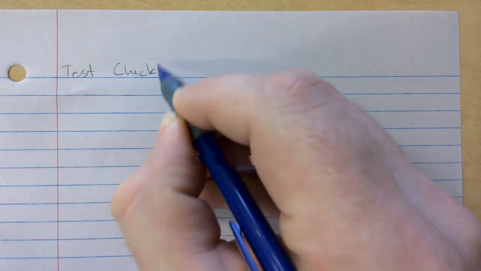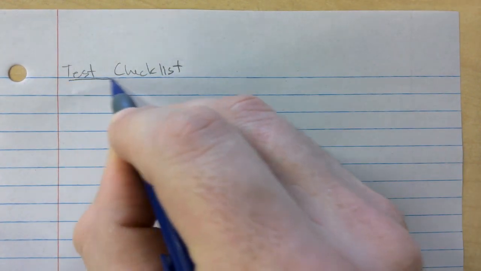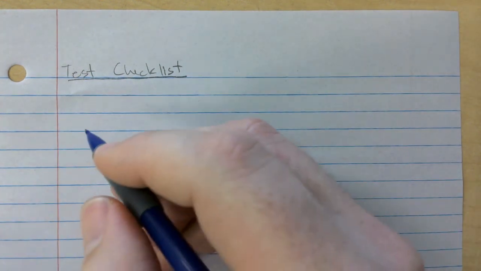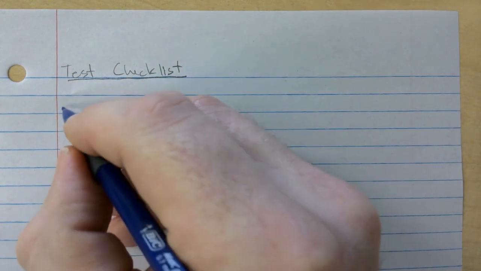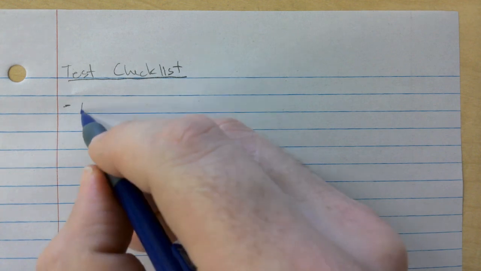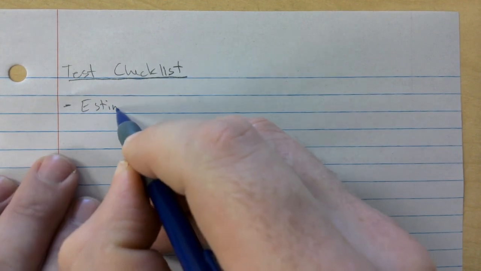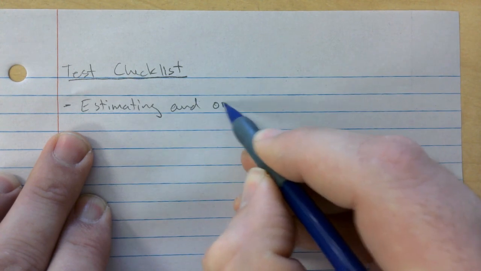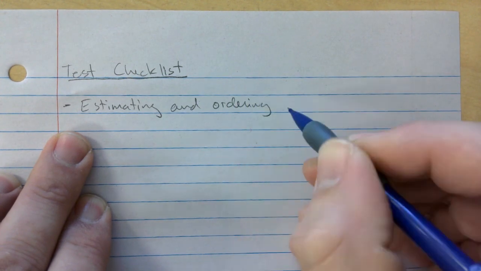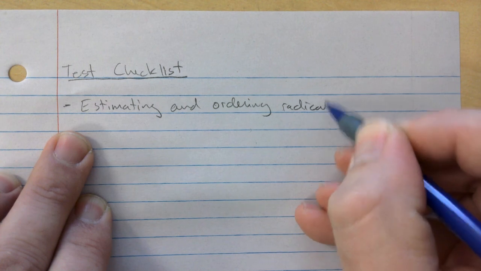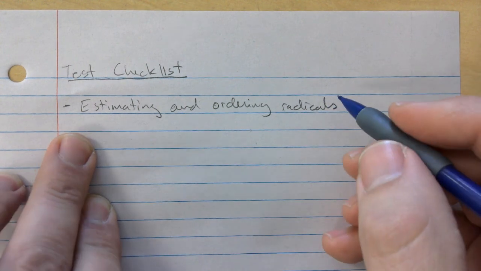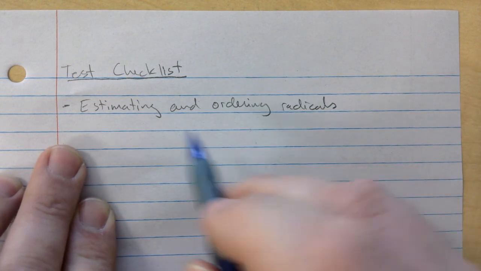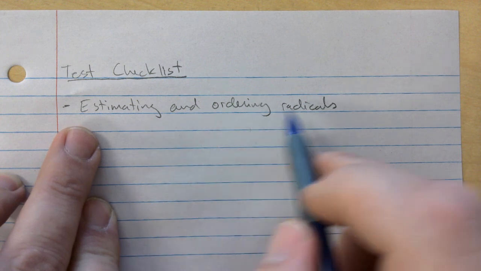Test checklist. Okay. Estimating and ordering radicals. So you got to be able to estimate and order radicals.